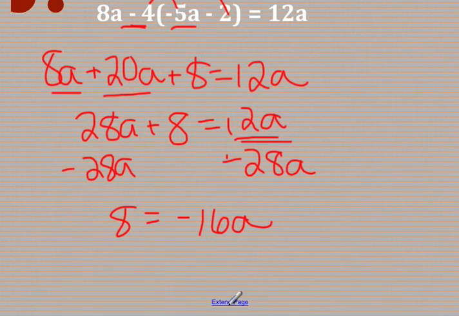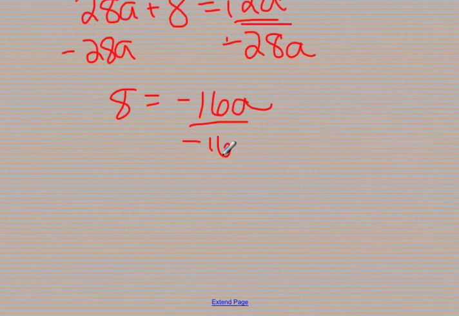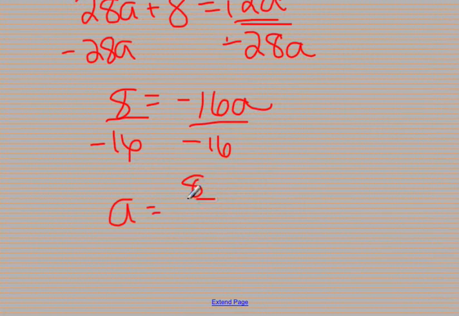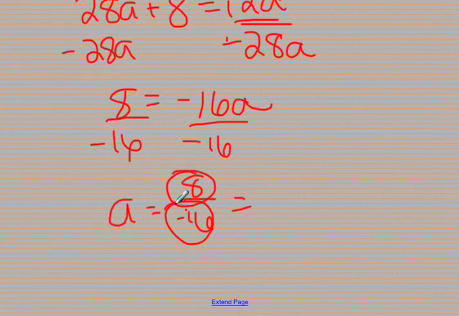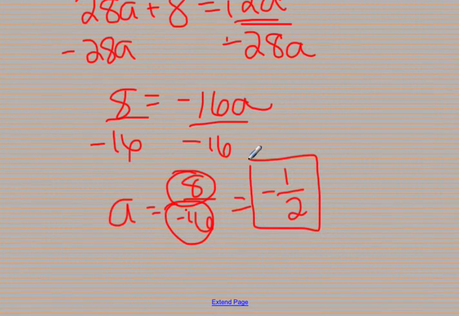So now I need to divide both sides by a negative 16. So what I end up getting is that a is equal to 8 over negative 16. Well, I'm okay with you writing things in fractions, but you do need to reduce them. So both of these numbers are divisible by 8, so I'm going to go ahead and do that. So it actually reduces to be that a is equal to a negative 1/2. Okay?